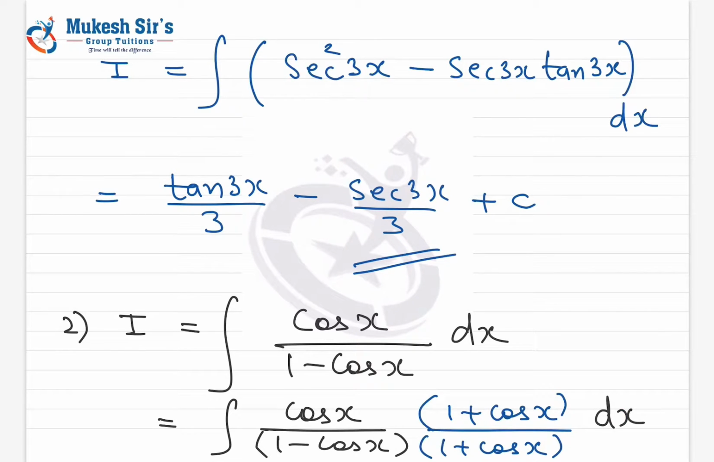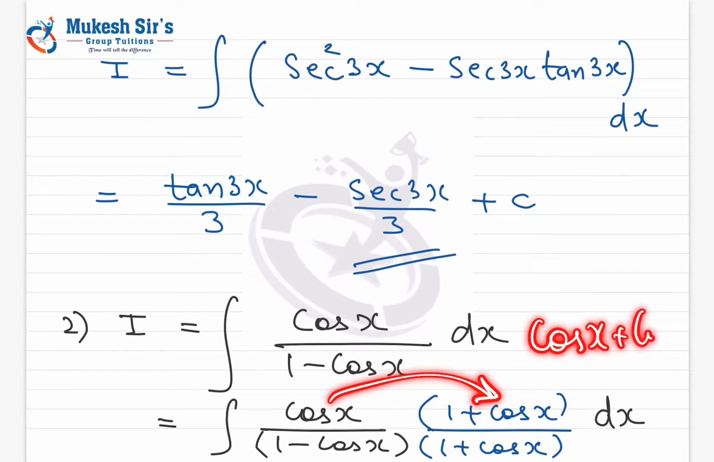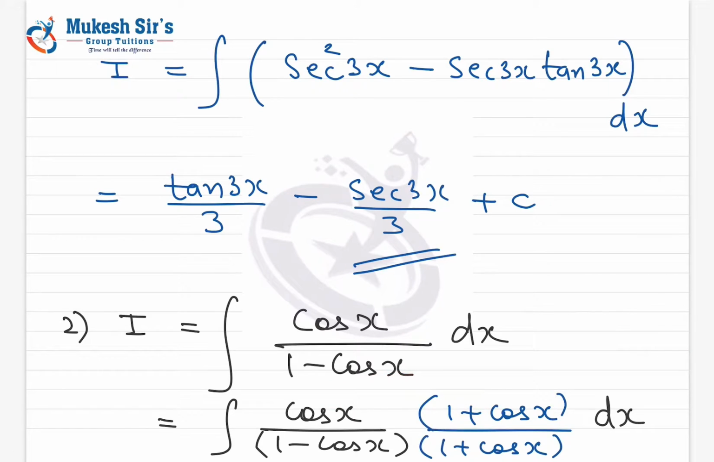So you multiply and divide by the conjugate of the denominator. Now in the numerator, cos x into 1 becomes cos x and cos x into cos x becomes cos square x. So when you open the brackets in the numerator, you get cos x plus cos square x. Okay. Denominator is a plus b into a minus b.